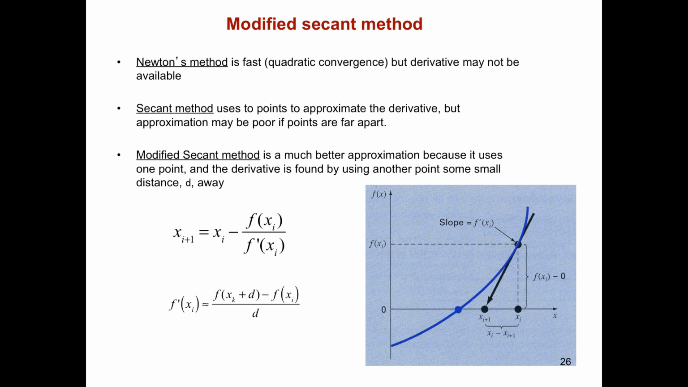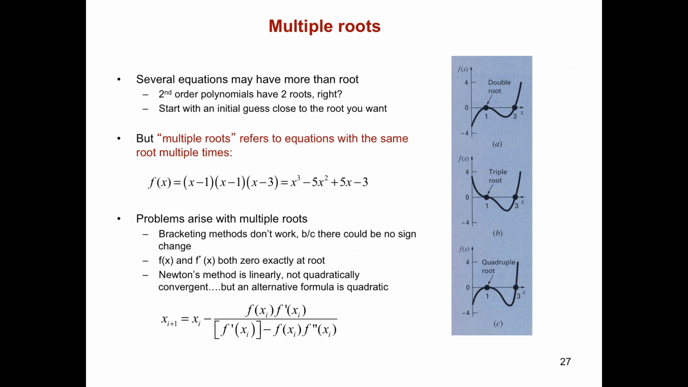So this pretty much is it. The only one more comment that I want to make is that when you're using these methods, you're finding one root at a time. If you have multiple roots, by that I mean, for instance, if you had function f of x that is (x minus 1) times (x minus 1), so 1 is a double root, times (x minus 3). You will typically find one at a time.